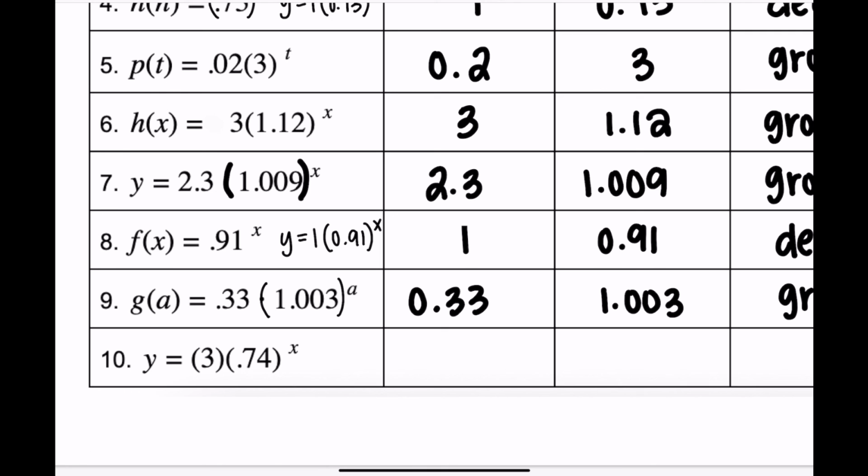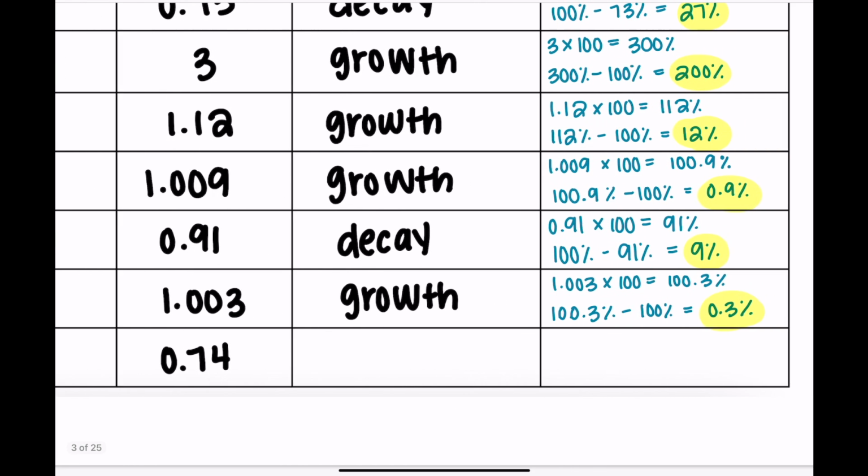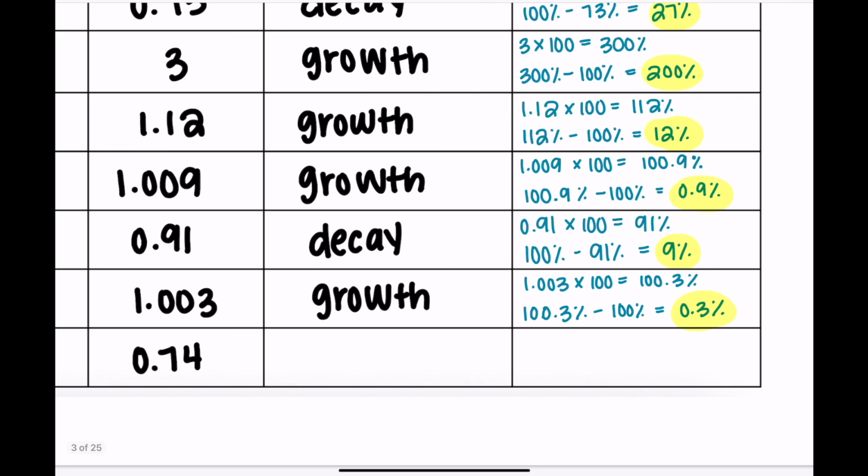And finally, number 10. This one is pretty straightforward. Our initial value is 3. The base is 0.74. And 0.74 is less than 1, so that represents decay. Now to find how much it's decaying by as a percentage, we are going to turn 0.74 into a percent. So 0.74 times 100, and that gives us 74%.